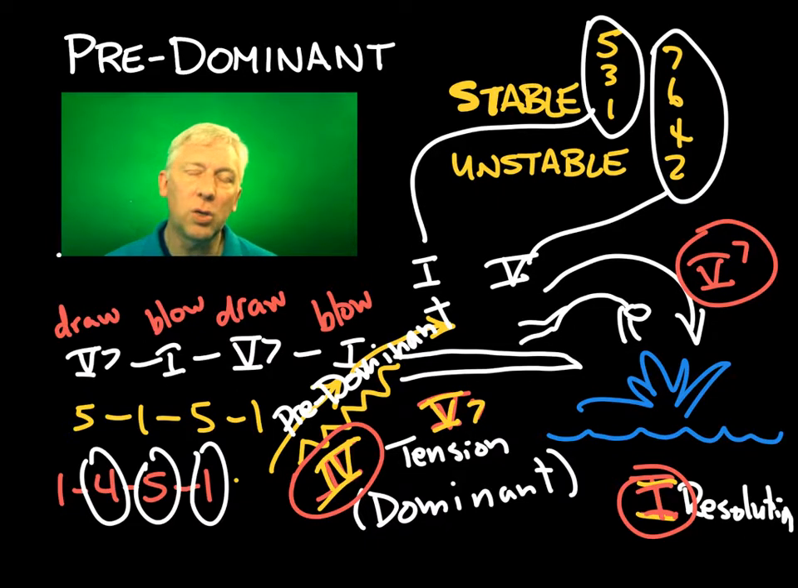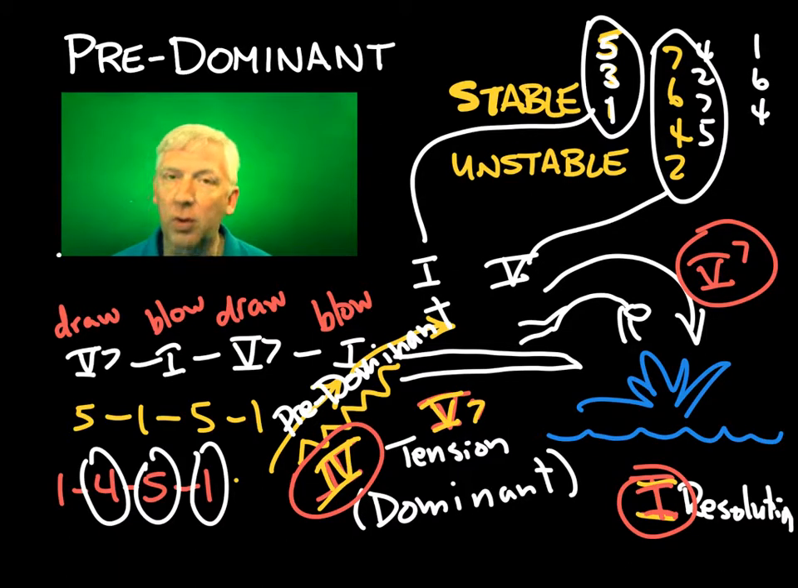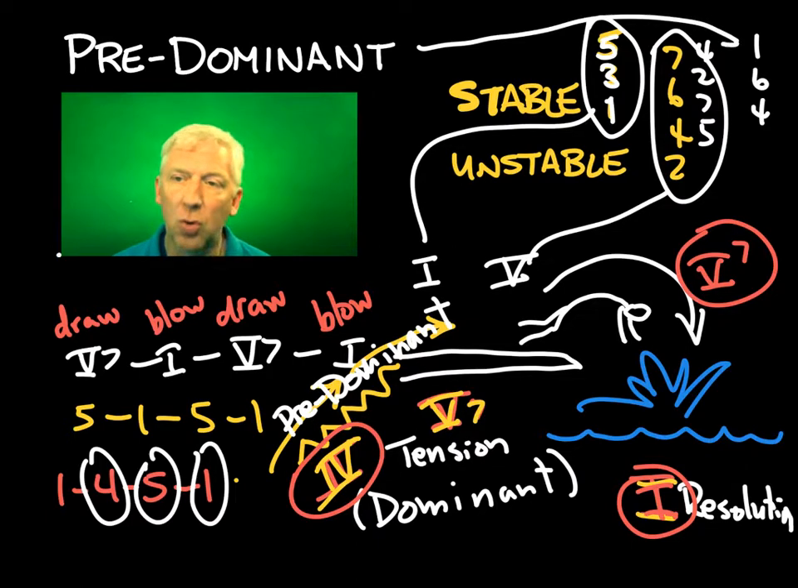So if we're talking in terms of pitches, the tonic is 1-3-5. The dominant is 5-7-2, and 4. And then the predominant is something that involves 4 and 6, and maybe 1, and maybe 2. In any case, there's that 4 chord that goes to the 5-7 chord, that goes to the 1 chord.